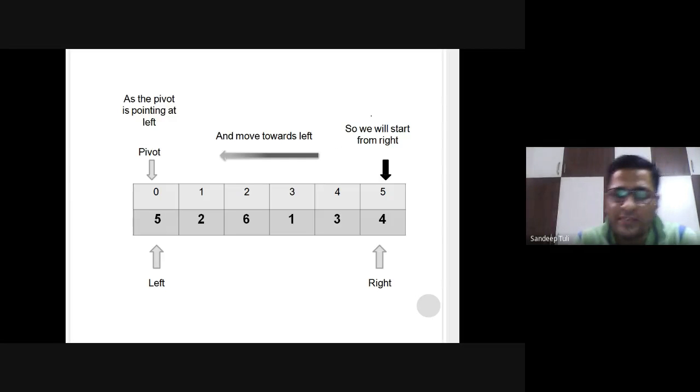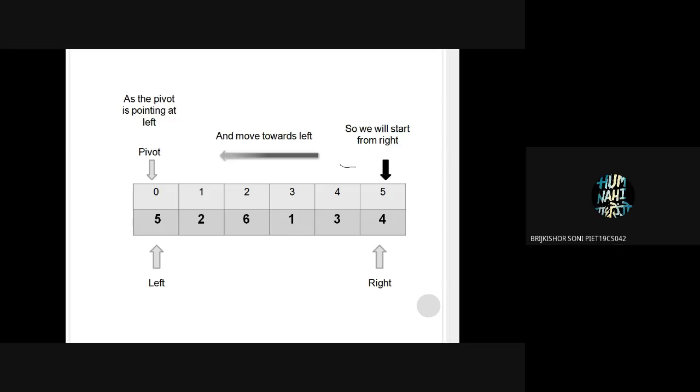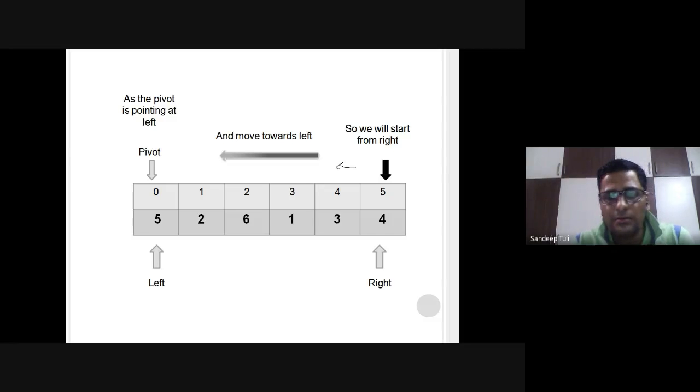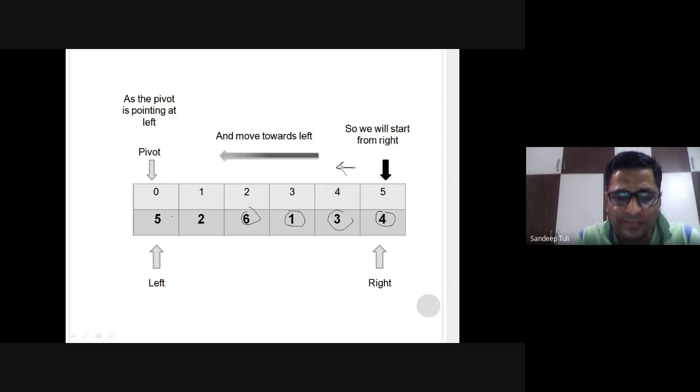I am talking only about the first scanning, that is right scanning. Please listen carefully and understand first and then answer. I have started from the right and I start scanning the element. Scanning, I am not swapping, I am using the word scanning. 5 I have, like 4 I have scanned, which is less than 5. 3 I have scanned, which is less than 5. 1 I have scanned, which is less than 5. Now 6 I have scanned, which is greater than 5.